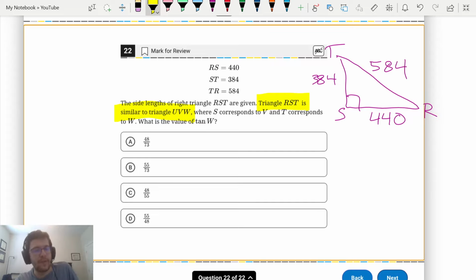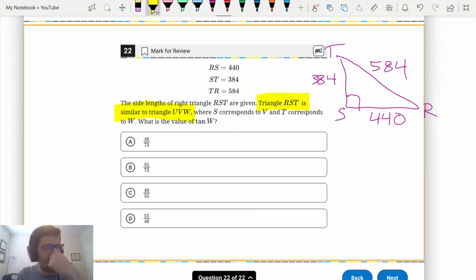So the order in which the letters come tell you the angles that are equal and the sides that are proportional. So like R is equal to U, second set, S is equal to V, third set, T is equal to W. And you see they kind of tell you that in the question. It says S corresponds to V, T corresponds to W.